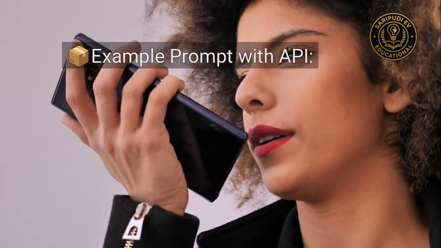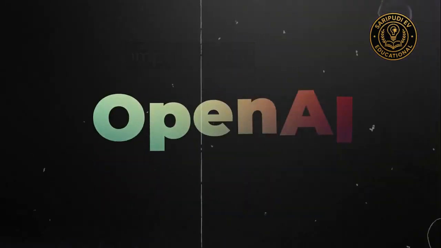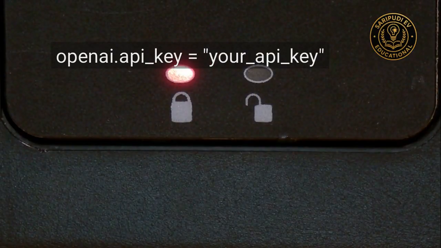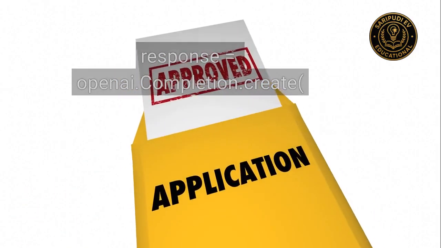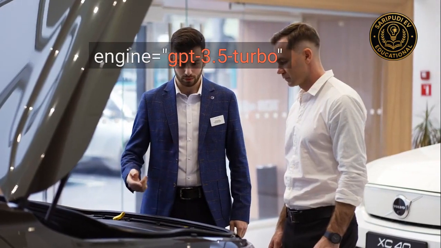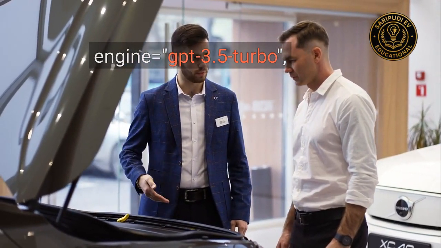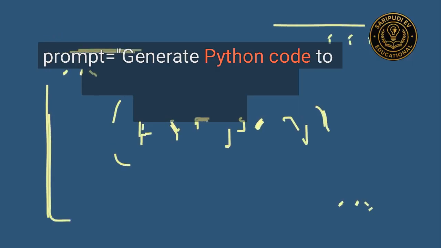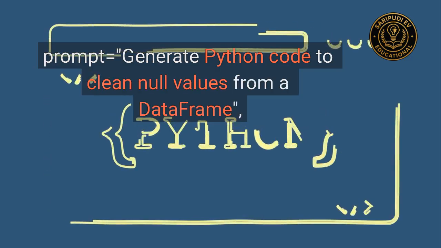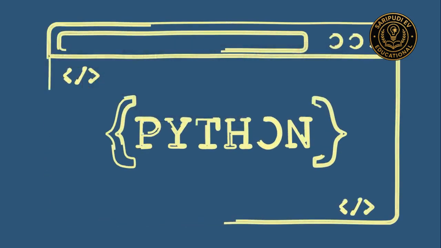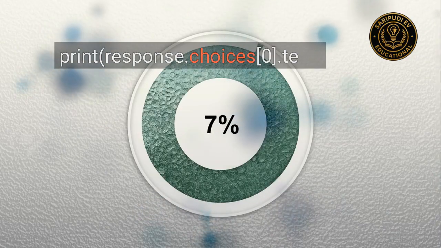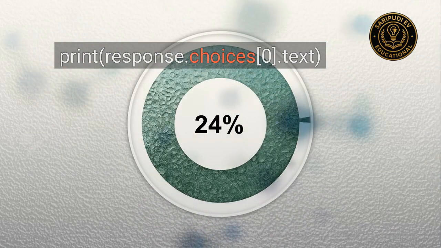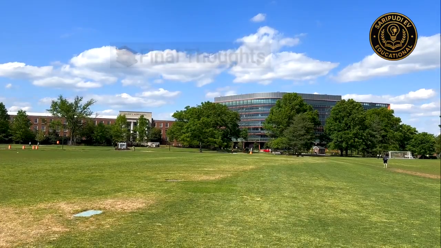Example prompt with API. Import openai. openai.api_key = your_api_key. response = openai.Completion.create, engine = gpt-3.5-turbo, prompt = generate Python code to clean null values from a data frame, max_tokens = 100. Print response.choices[0].text.